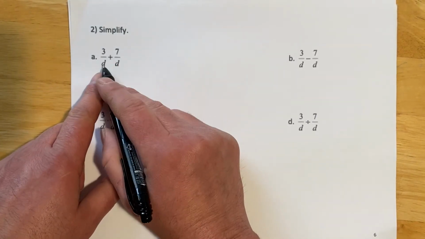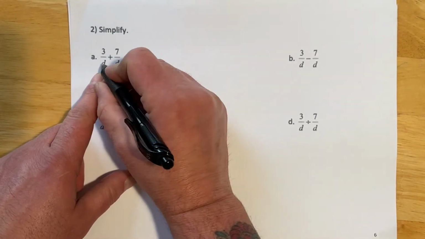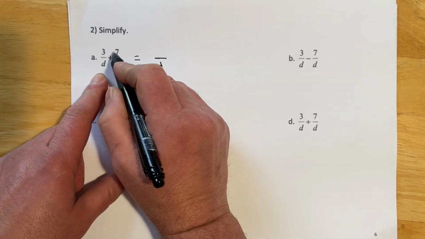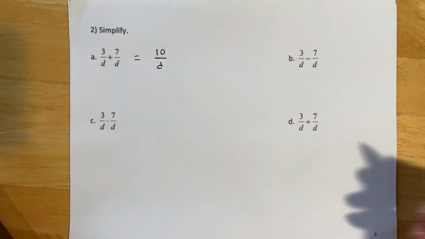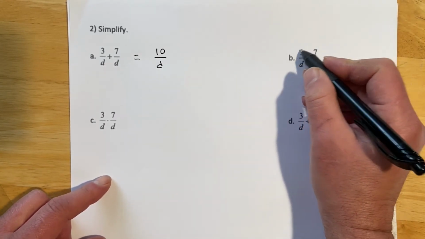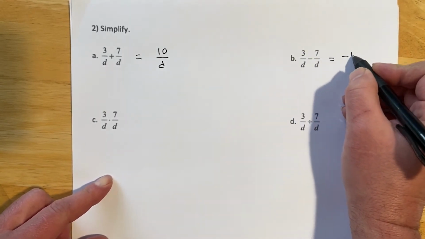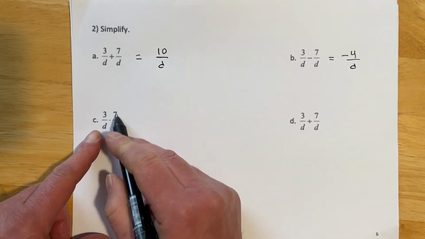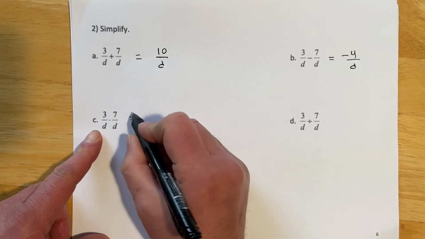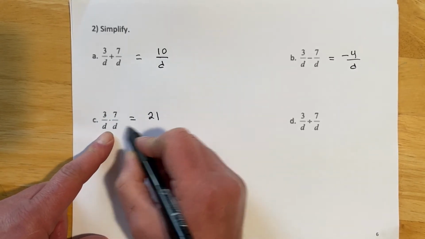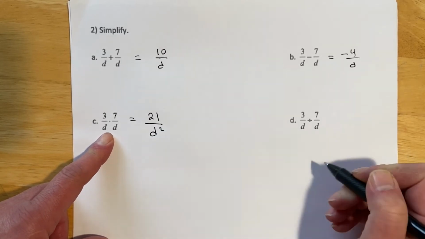So this first one is 3 over d plus 7 over d, so that already has a common denominator, so that will just be d. And then 3 plus 7 would make 10. Likewise, subtraction, common denominator already, so just 3 minus 7, so that would be negative 4 over d. Multiplication, there is nothing I can reduce there, so we're just going to multiply straight across. 3 times 7 makes 21, d times d makes d squared.